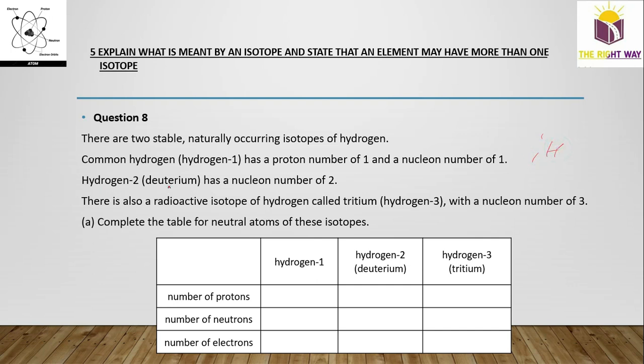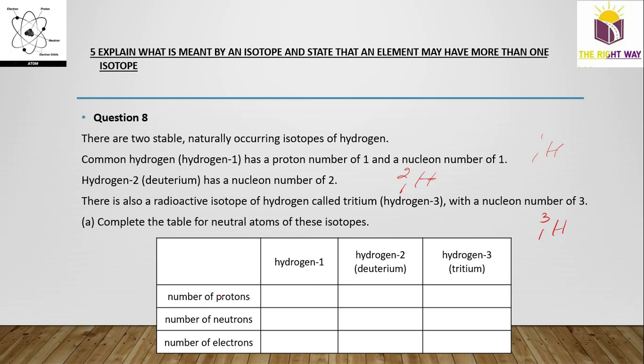Okay, hydrogen 2, deuterium, has a nucleon number of 2. Nucleon number is written. Why is proton number not written? Because we know that isotopes have the same number of protons. So it is hydrogen, and its atomic number is always 1. There is a radioactive isotope of hydrogen called tritium. Hydrogen 3 has a nucleon number of 3. Nucleon number 3 means it has three nucleons, and 1 is its atomic number or proton number.